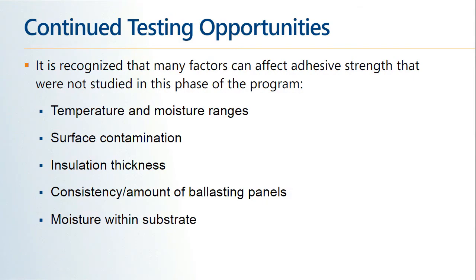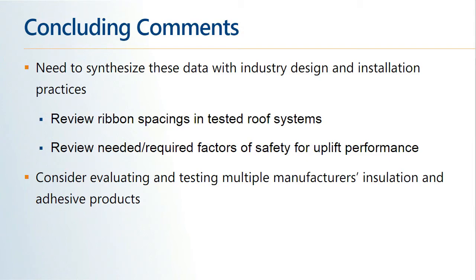So, in summary, we need to consider the test data and synthesize the information with design and installation practices. So you need to review ribbon spacings and tested roof systems, and also review the need and required factors of safety for uplift performance. And it would be good to evaluate and test multiple manufacturers' insulation products and adhesive products, because again, we only tested one manufacturer's product and adhesive.